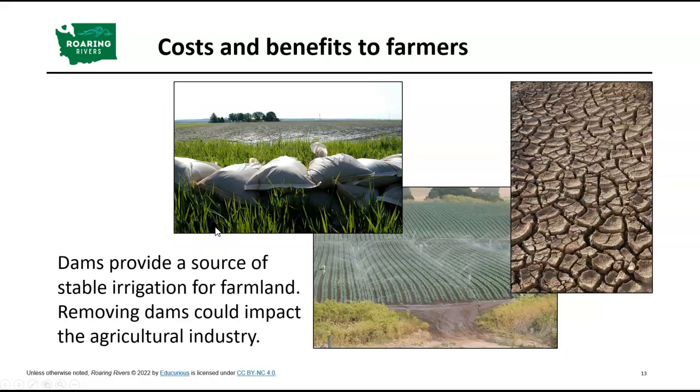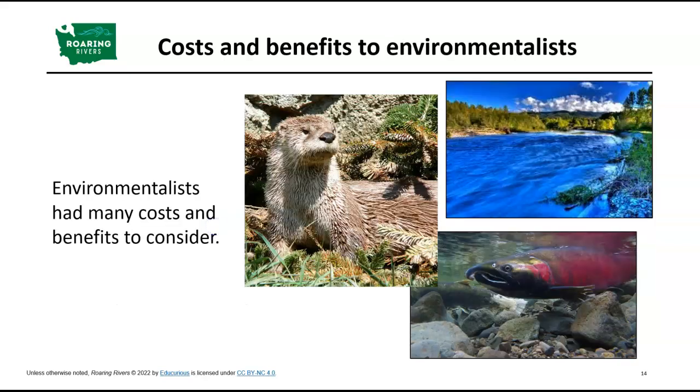All right, costs and benefits to farmers. The dams provide a stable source of irrigation for farmland. So in other words, farmers never have to worry about where the water is going to come from for their crops. Okay. They also don't have to worry about flooding. So removing the dams could pose some real significant problems potentially for the agriculture industry. They would have to adapt what they're doing and how they're doing it in order to adjust to that new life.